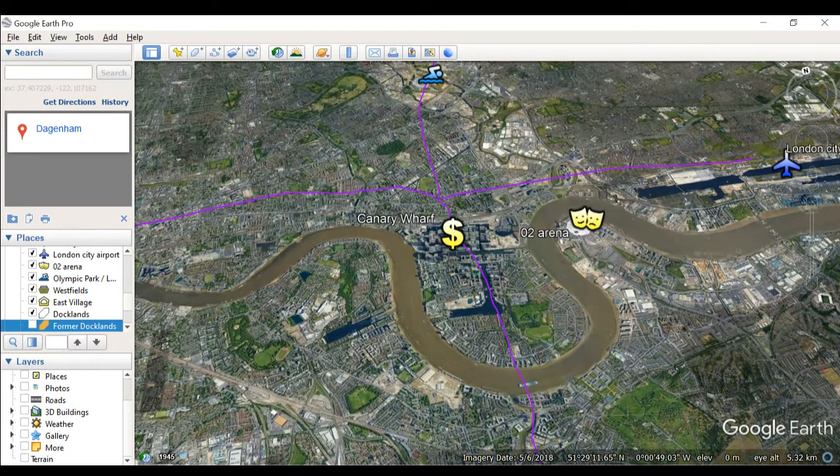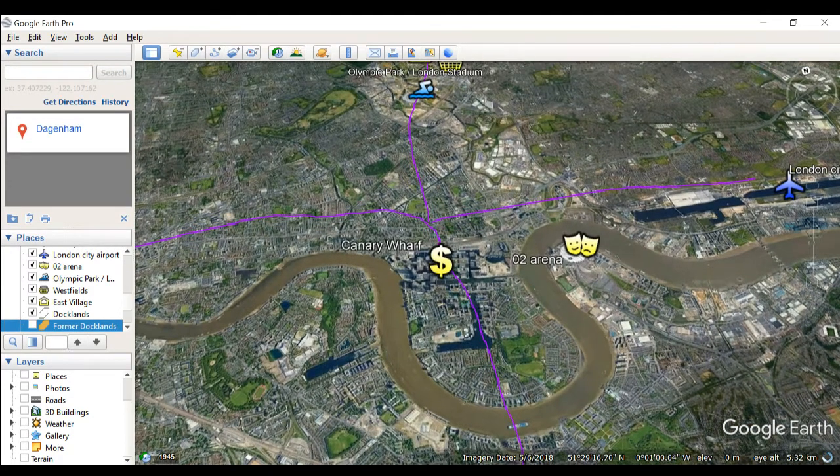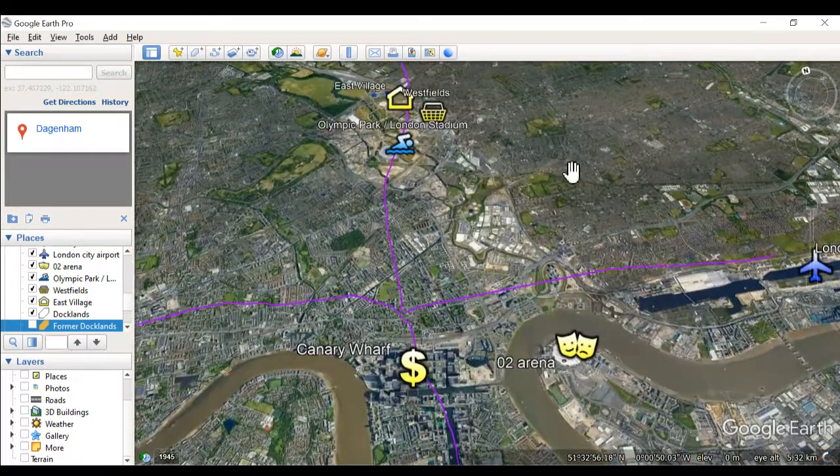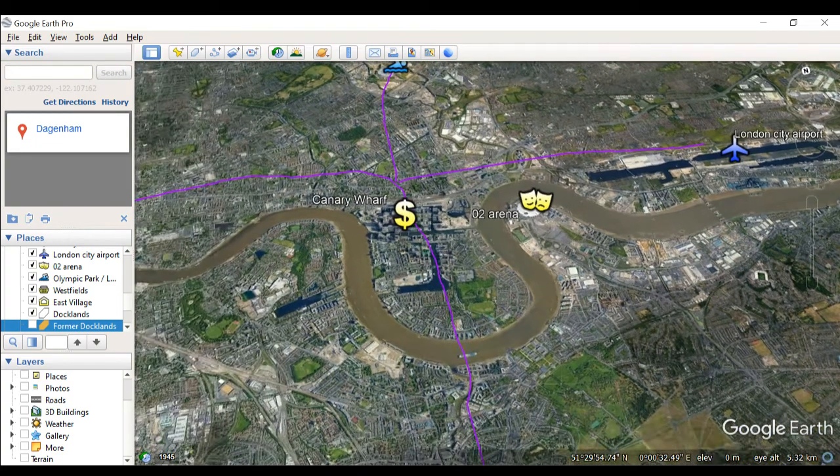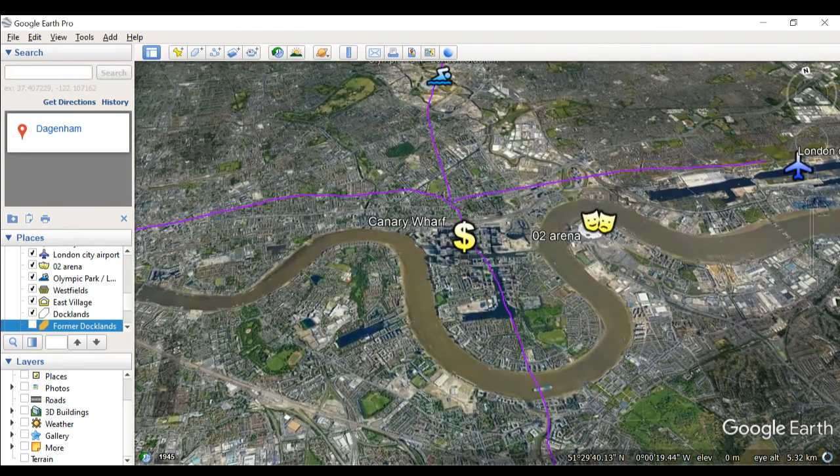So your task today is to go through the slides and create a timeline, as we said, to think about the changes that have happened in these areas, particularly focusing on Canary Wharf and Stratford, that have reduced deprivation in East London. I look forward to seeing what you come up with.